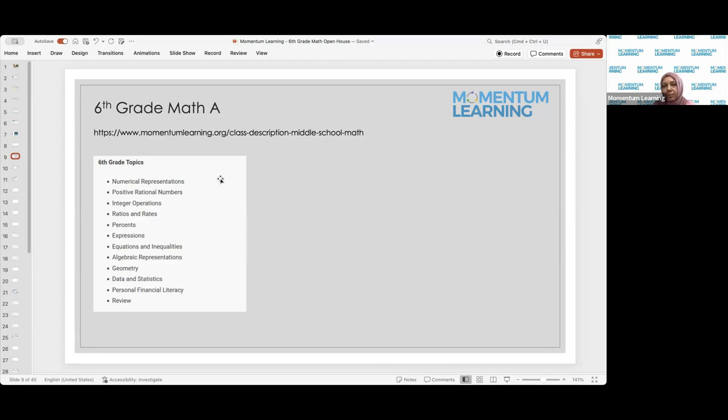Then expressions. Maybe you know expressions or the logic of expressions, but we will continue with algebra types and see different types of expressions for algebra. Then we will continue with geometry, then data science and statistics. Personal financial literacy will be the last topic for us. The last period will review all these topics and questions. So we will finish after 12 weeks.